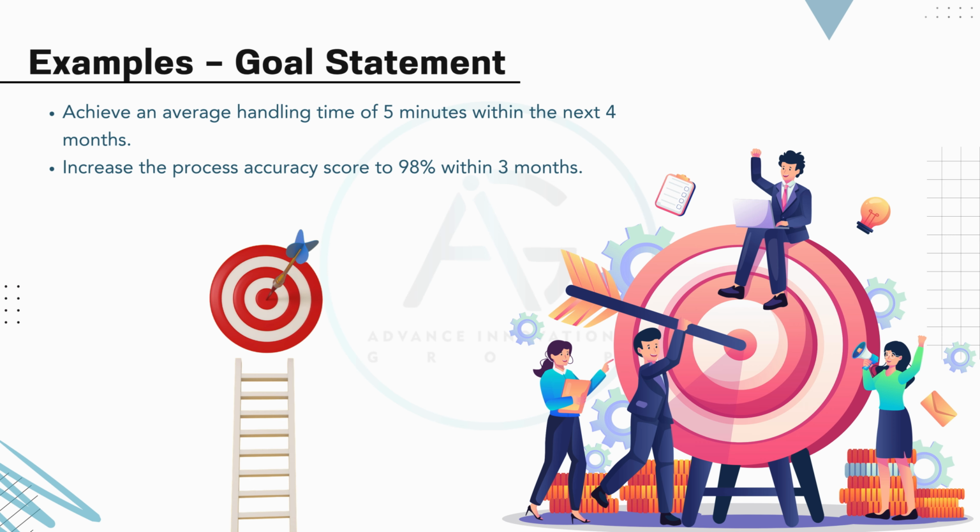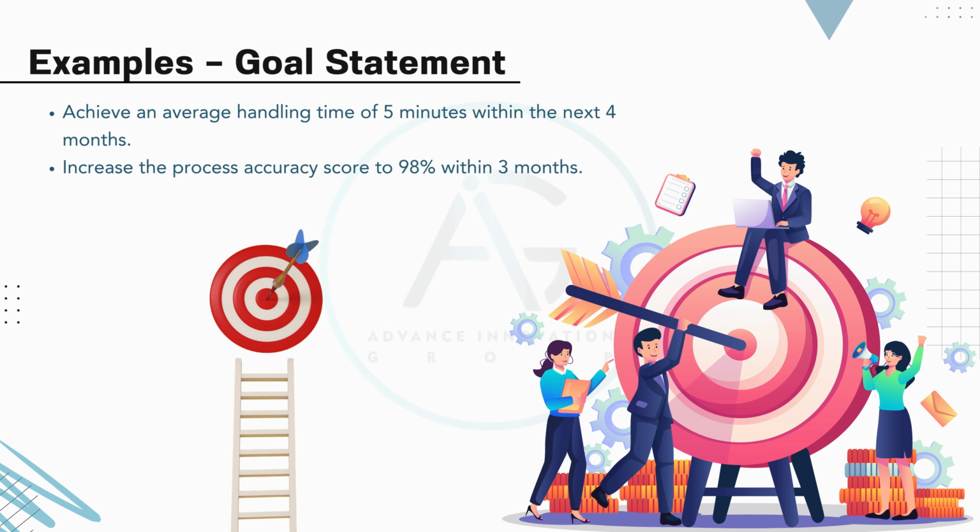Here, the focus area is average handling time, AHT, a common performance metric in customer service or support operations. The target value is clearly defined, 5 minutes. The timeline is set for 4 months, making the goal time-bound and actionable.